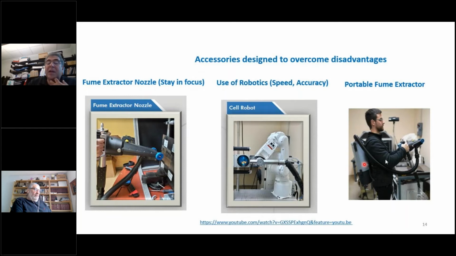So here you see our engineer on the right side is carrying the fume extractor, and also has a pump mounted on his back, so he's doing the cleaning and removing the debris.